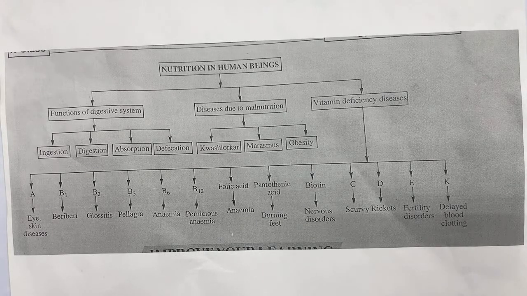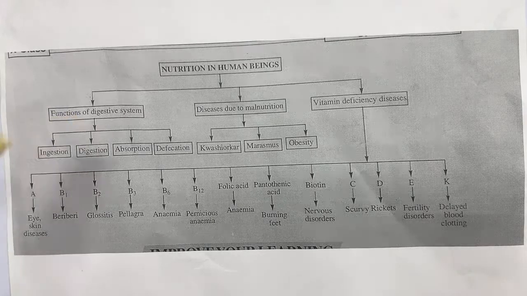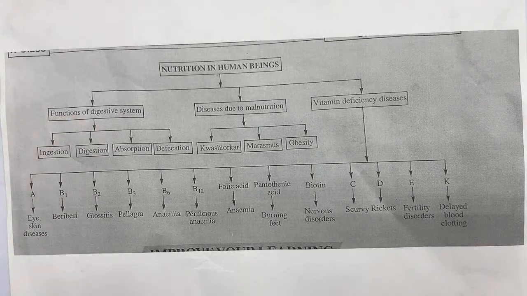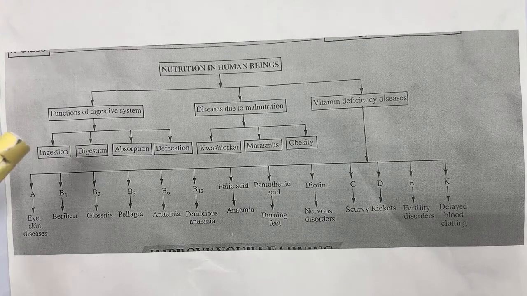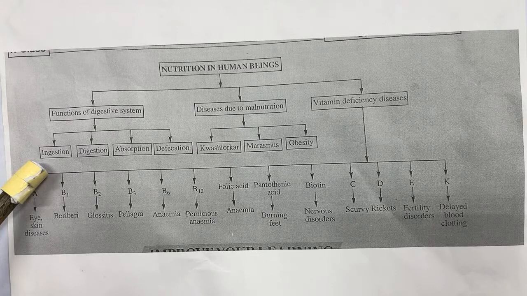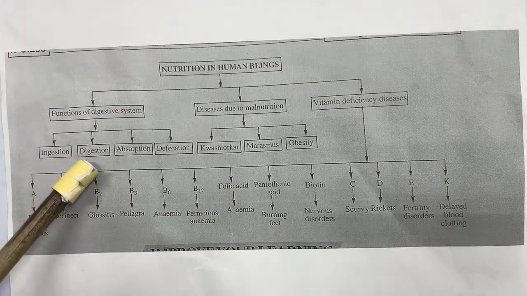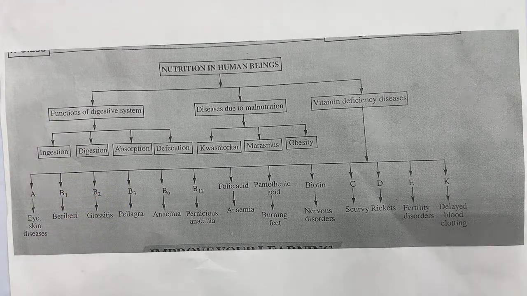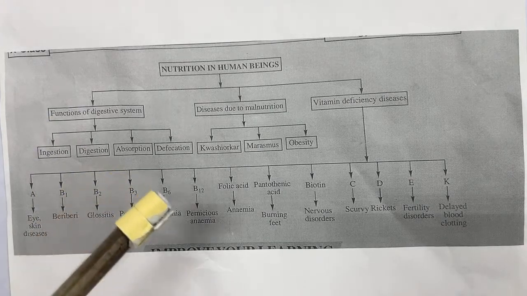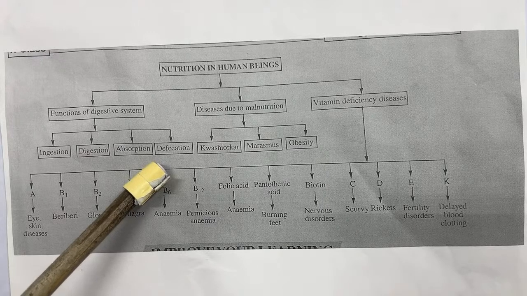Now the first one, you can observe the chart over here, the nutrition in human beings. In this case, the first thing is the function of the digestive system. How many functions does the digestive system have? You can see in the chart. First one is ingestion. Second one is digestion. Third one is absorption. Fourth one is defecation.